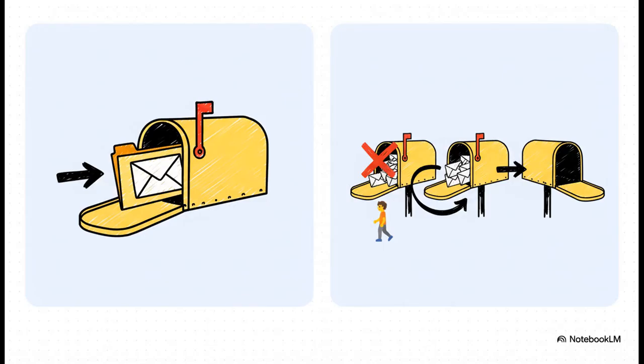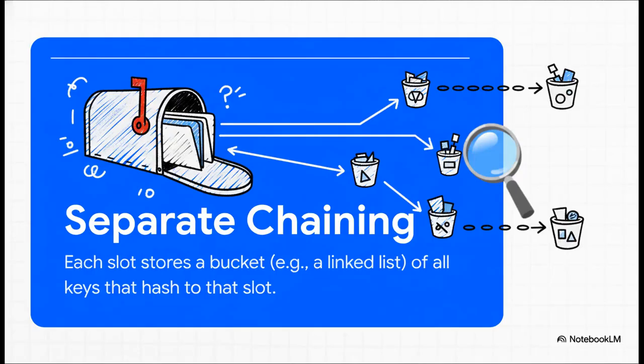And this is where our two solutions take completely different paths. On the left, we have chaining. With this approach, you just open up the full mailbox and stick your new letter into a folder right there inside it. Easy. But on the right, we have open addressing. Here, you can't share. So if your mailbox is full, you have to find another one. The rule is simple. Just check the next one down the line, and the next, until you find an empty slot.